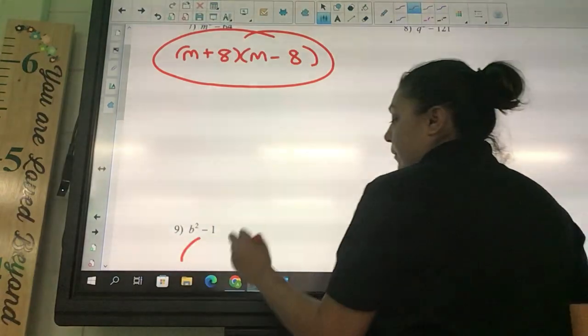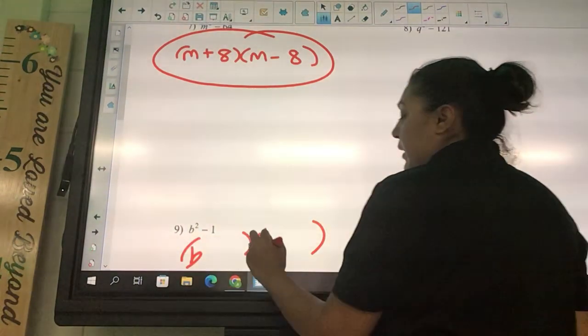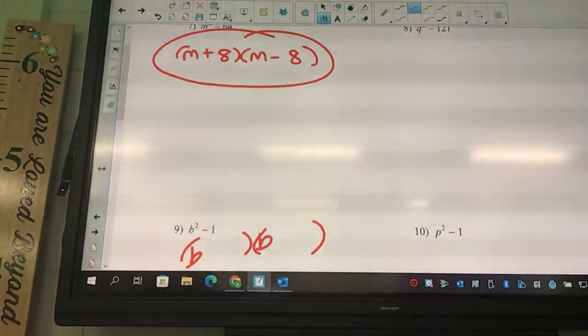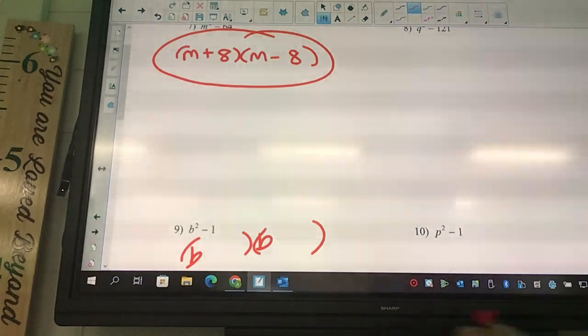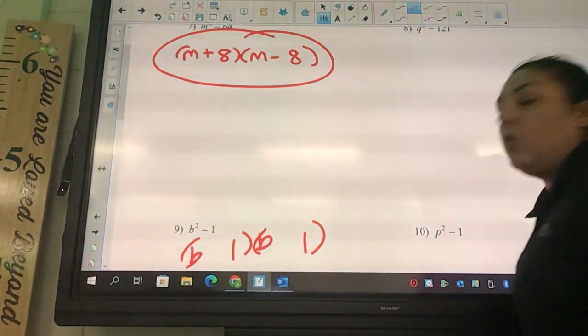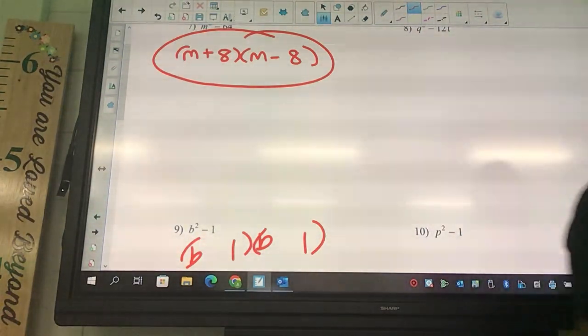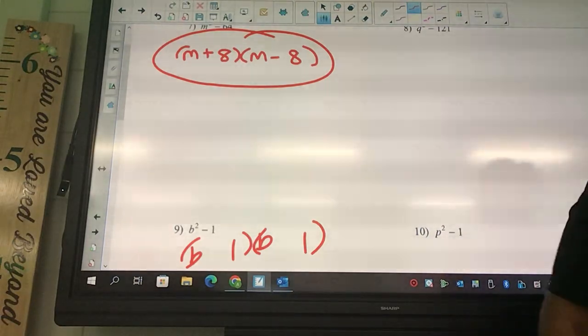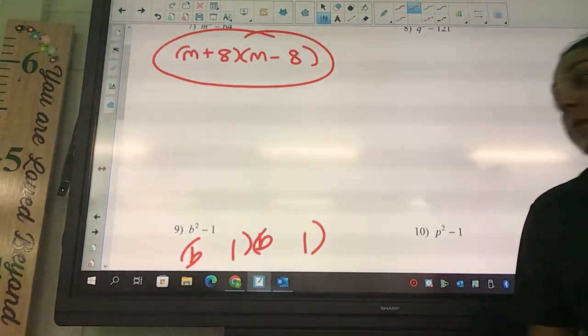Okay, 9. We're going to say B and B. And my number is a what? 1. What are some factors of 1? 1 and 1. Okay, so this one's pretty easy. I'm trying to get to a 0, so how can I make it happen? Plus minus.